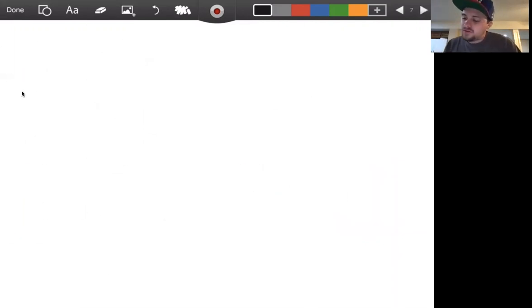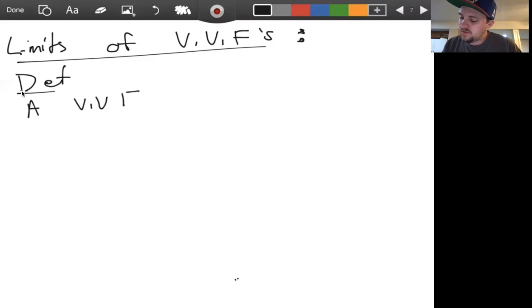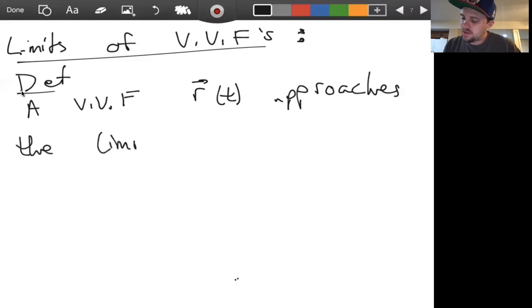So now I'd like to switch gears to quickly discussing limits and continuity. So let's look at limits of vector valued functions. Okay, so let's just start with a definition. A vector valued function r of t approaches the limit L as t approaches a.